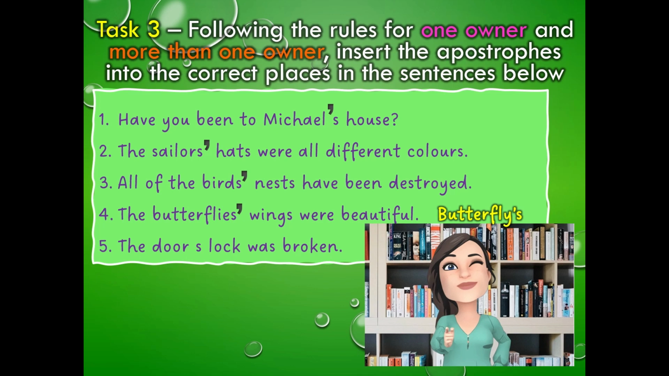And number 5, the door's lock was broken. Only one door, so the apostrophe goes before the S. You can see on each of these, number 1, Michael is the owner and house is the possession. Number 2, sailors are the owners and hats are the possessions. Number 3, birds are the owners and nests are the possessions. Number 4, butterflies are the owners and wings are the possessions. And number 5, the door is the owner and the lock is the possession. How did you do?